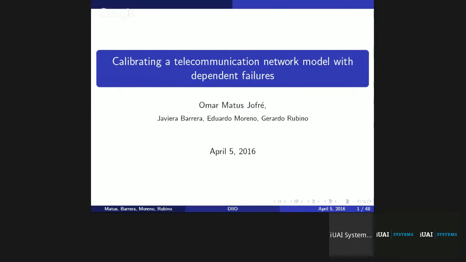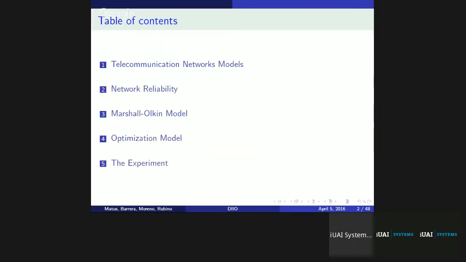Thanks for the introduction. I'm going to present, and we can see first what we will talk about in the presentation. First, I'm going to talk about telecommunication network models, a fast review of how we can use them. After that, I'm going to talk about network reliability, the Marshall Olkin model using Marshall Olkin copulas. After that, I'm going to talk about optimization models to calibrate the Marshall Olkin model to estimate the reliability. And finally, I'm going to talk about some experiments to validate the model.